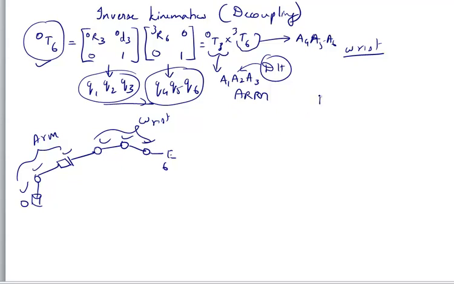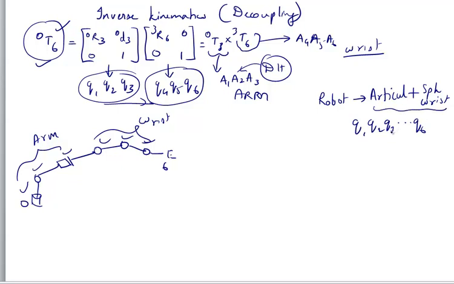Or they may say that there is a robot and the robot is comprised of, let's say, an articulated arm, or let's say a spherical arm, anything. So let me say an articulated arm plus a spherical wrist. And then they will say find out Q1, Q2, Q3, all the way up to Q6. So they are not giving 0T6, they are directly giving you the robot, that it is an articulated robot fitted with a spherical wrist.